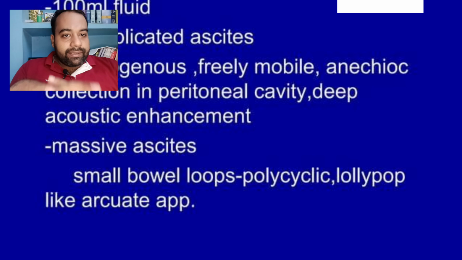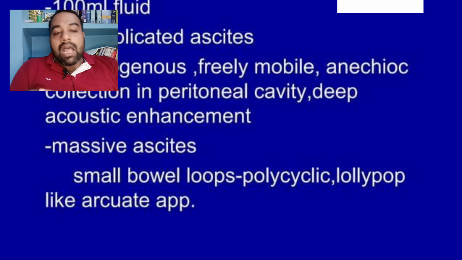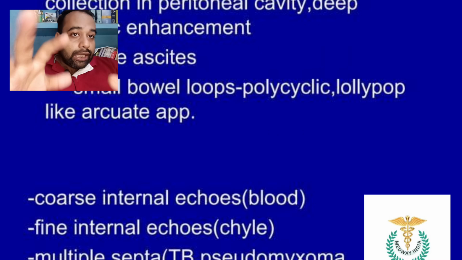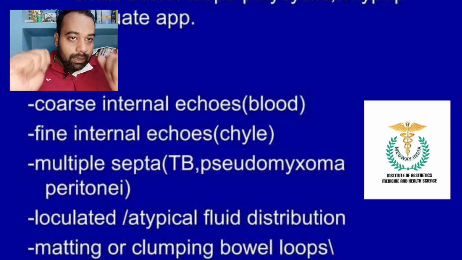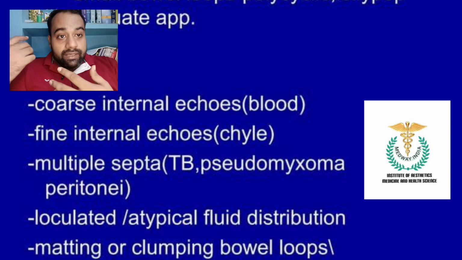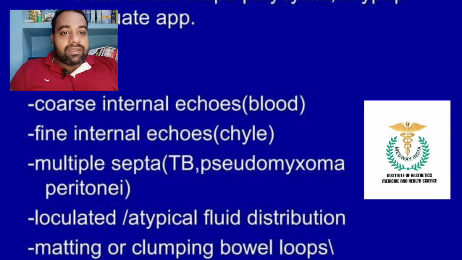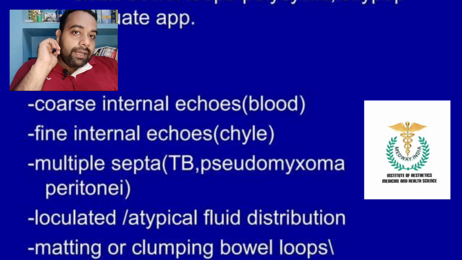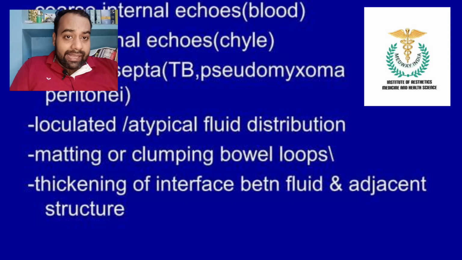Obviously, because of massive ascites, the small bowel loops will eventually show a polycyclic, lollipop-like arcuate appearance that is seen during the USG, right? There is a coarse internal echo, and a fine internal echo like the chyle, or in some cases, like TB or pseudomyxoma peritonei, multiple septations are also noted. Okay, so the loculated and atypical fluid distribution is seen in some complicated cases.